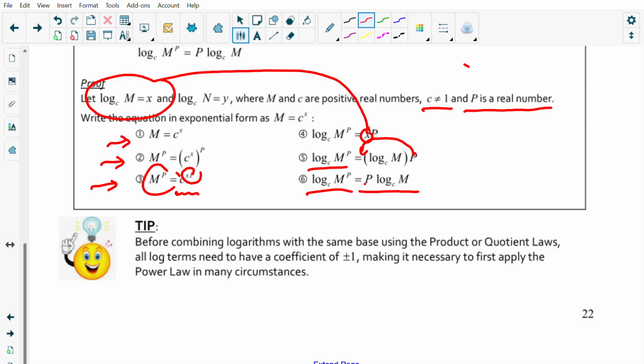Tip: before combining logarithms with the same base using the product or quotient laws, all log terms need to have a coefficient of plus or minus 1, making it necessary to first apply the power law in many circumstances. Okay? Let's do a lot of examples to illustrate this. Next page.